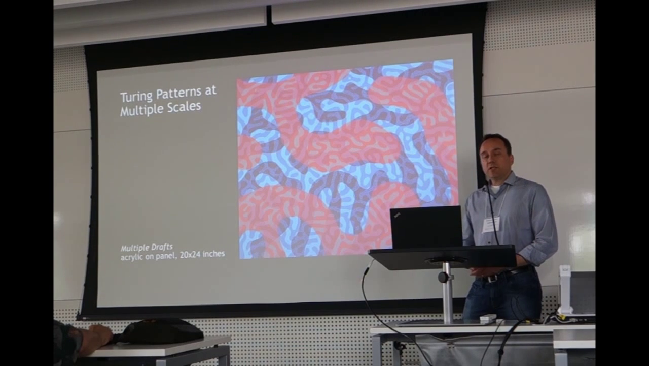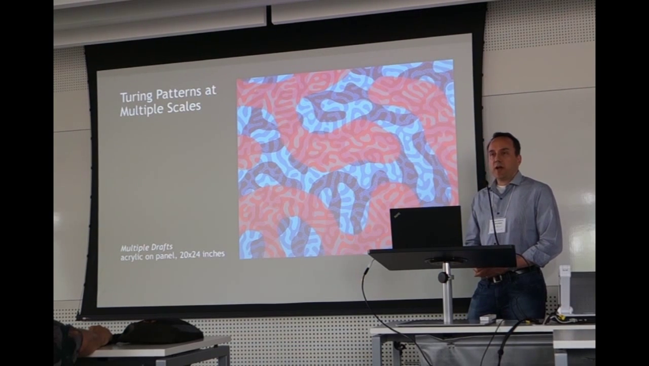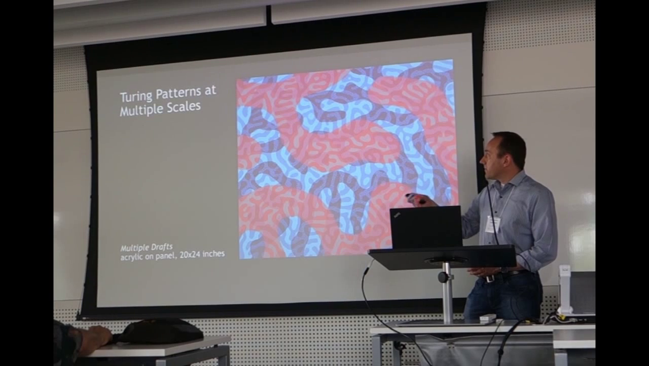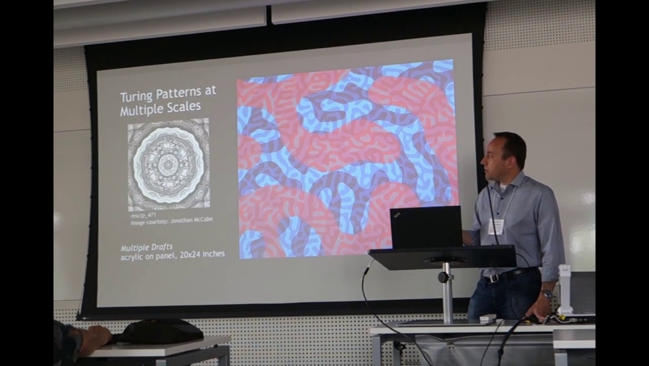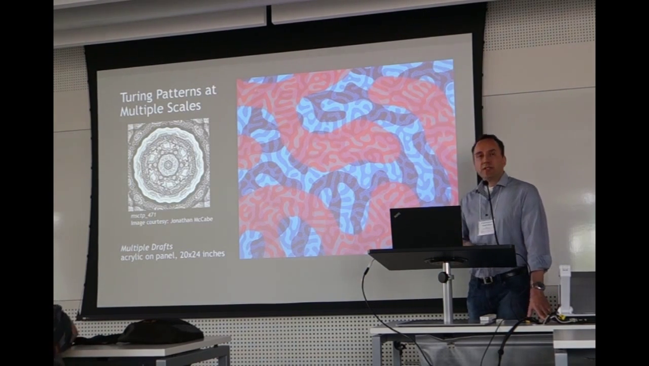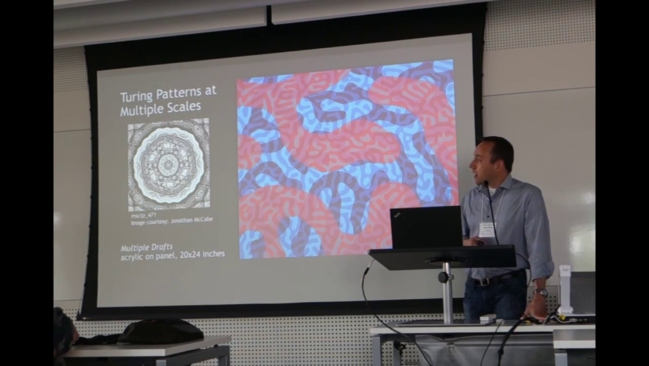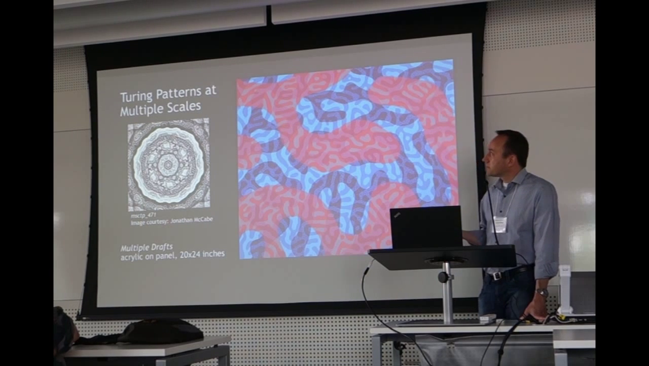I've used Turing patterns at multiple scales. So here in this painting, I have the same Turing pattern at 3 different levels, overlapping with painted transparency. And we have a painting called Multiple Drafts. This one's also in the show. I should mention here, back in 2010 at Bridges, Jonathan McCabe gave a great talk about using Turing patterns at multiple scales, a slightly different technique for creating his really beautiful digital Turing pattern images.